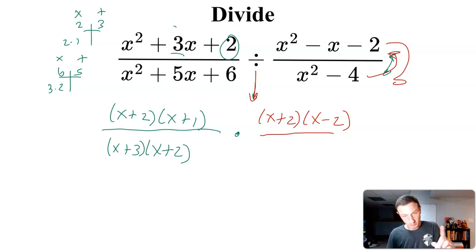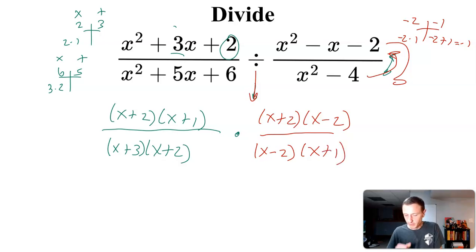So now, a little bit of a difficult factoring here. I need two numbers that multiply to -2 and add up to -1. Negatives always give people some trouble. So two numbers that multiply to -2 and add up to -1 are -2 and +1. -2 times 1 is -2. -2 plus 1 is -1. Boom, got it. So that's going to be x minus 2, x plus 1.